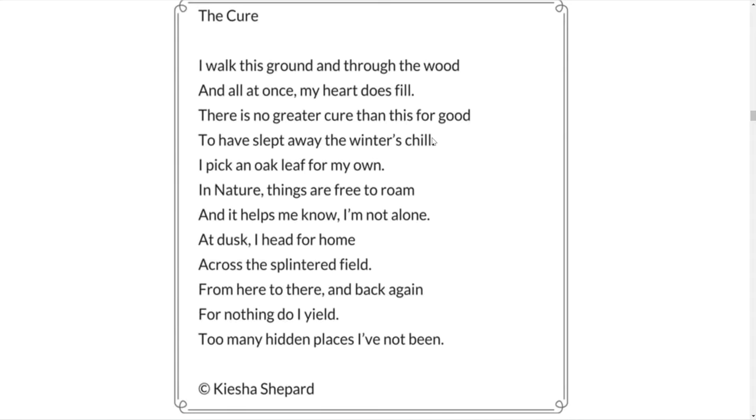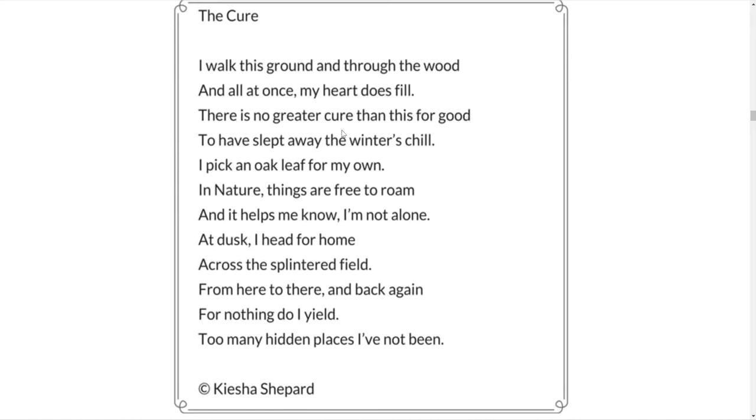But she says there's no greater cure. So you can say something else there if you want. I can't give you any ideas because I'm not going to write your work for you. So here she says, I pick an oak leaf for my own. And so she says something that she's doing. Notice she's doing stuff. I walk. Then she makes this statement here.